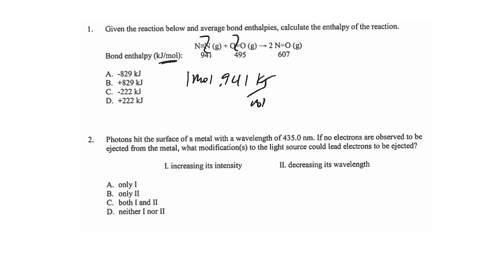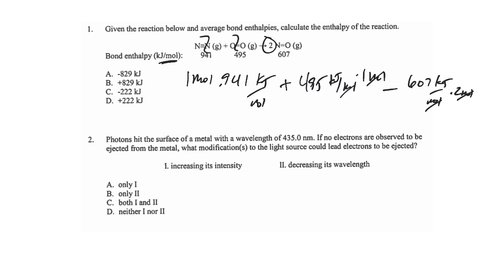so 941 kJ, plus 495 kJ per mole for O2 times the 1 mole of O2 bond that needs to break, then minus the products, 607 kJ per mole, and there's 2 moles of that bond. There's 2 bonds forming, so I need to double the 607. So 941 plus 495 minus 2 times 607. Okay, I'm not going to go through the math on some of these answers. You can check it on your own. But the key here is the broken bonds in the reactants minus the formed bonds in the products.